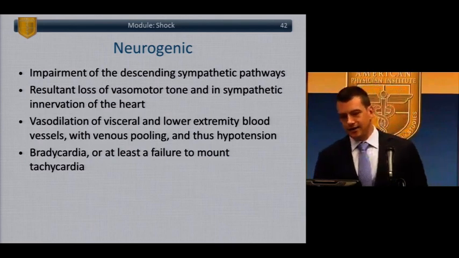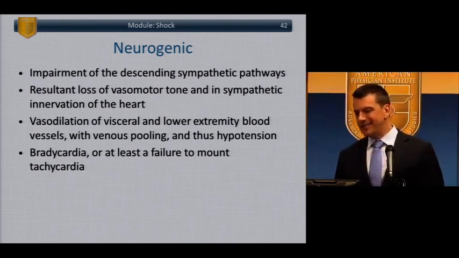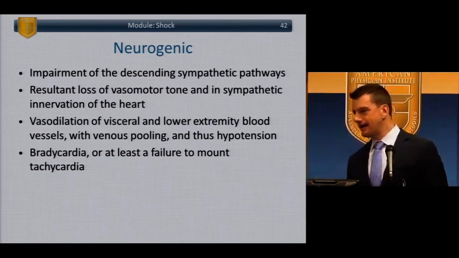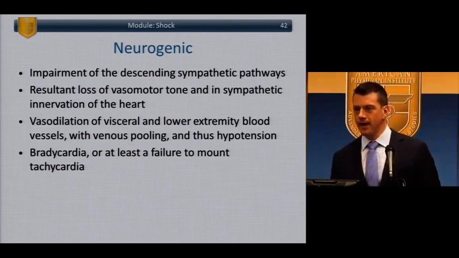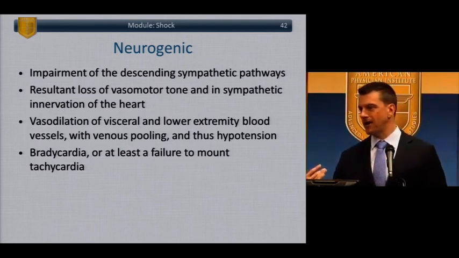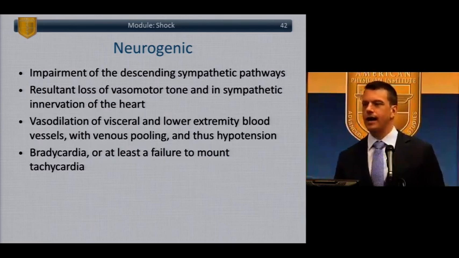Neurogenic shock is yet another class, and this is impairment of the descending sympathetic pathways. Remember, the sympathetic pathways come down through the stellate ganglion in the neck at the C1 to C5 level. So these are very high injuries. This can be from a central traumatic brain injury or from a very high neck fracture. But you lose that sympathetic tone.